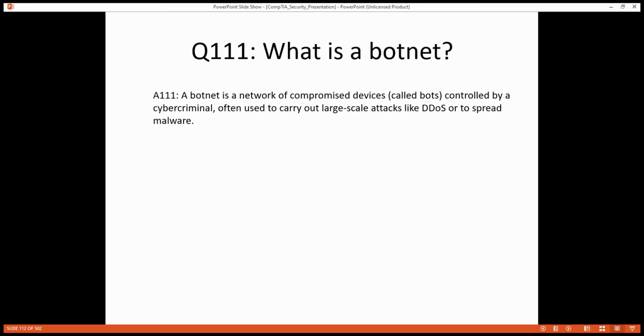Q111. What is a botnet? A111. A botnet is a network of compromised devices, called bots, controlled by a cybercriminal, often used to carry out large-scale attacks like DDoS or to spread malware.